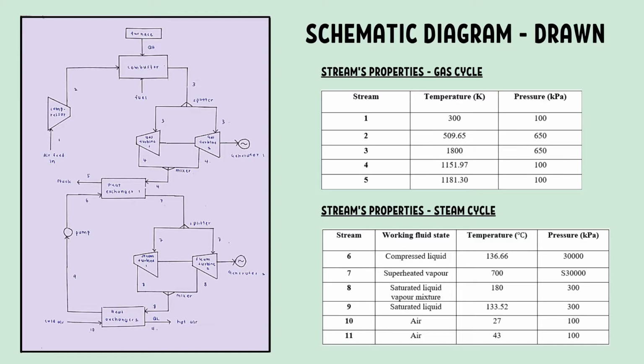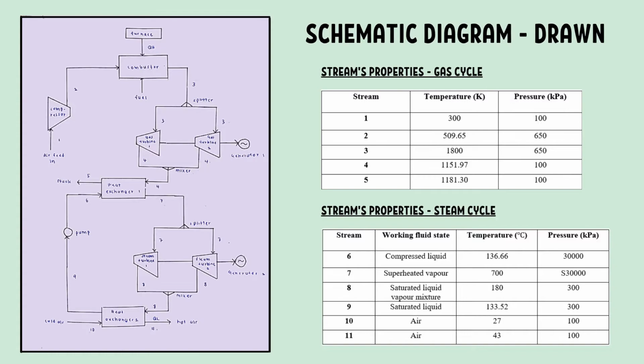The stream then will move to heat exchanger 1 through a mixer which will combine back both streams. Then, the stream will exchange heat with the steam cycle and goes out as air stack at 1181.30 Kelvin. Moving on to the steam cycle, firstly, the saturated liquid at stream number 9 will be pressurized to a compressed liquid at stream number 6. The stream then will exchange heat with the steam from the gas cycle and be heated up to 700 degrees Celsius at superheated vapor state at stream number 7.